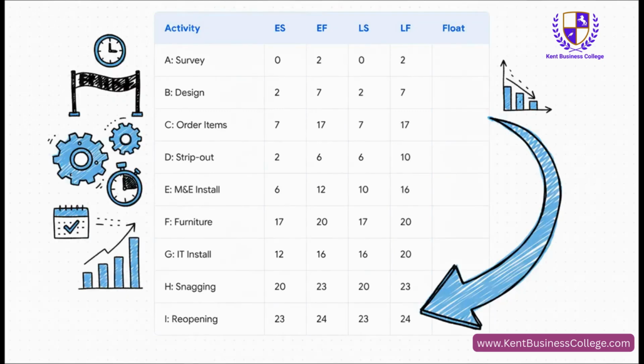Now, for the return journey, let's work backwards. Take a look at the late finish and late start columns. We know we have to finish by day 24, so that's the late finish for our last task, task I. It takes 1 day, so its late start is day 23. Task H has to be done before I can start, so its late finish is day 23. It takes 3 days, so its late start is day 20. We just keep subtracting our way all the way back to the start.